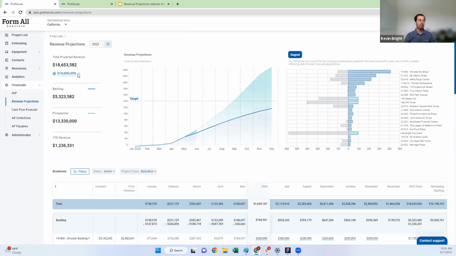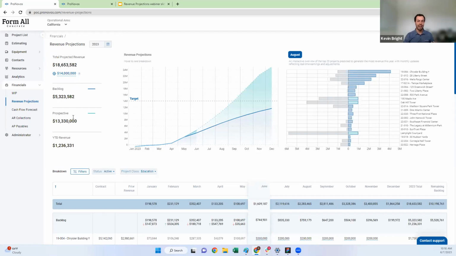The top one is, hey, what's my total projected revenue? And when we consider what our projected revenue is, there are usually two main buckets. What do I currently have in my backlog? What are the jobs I have under contract, right? I know I'm going to earn that revenue at some point. It's just a question of when I will earn that revenue.